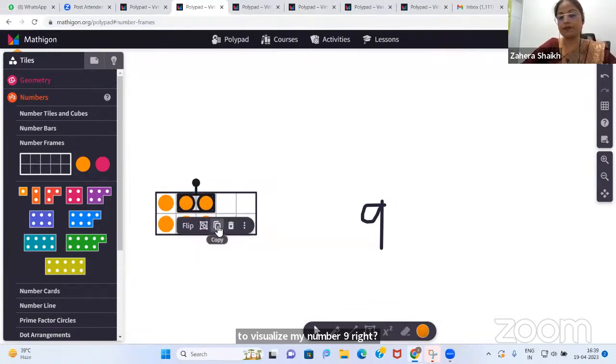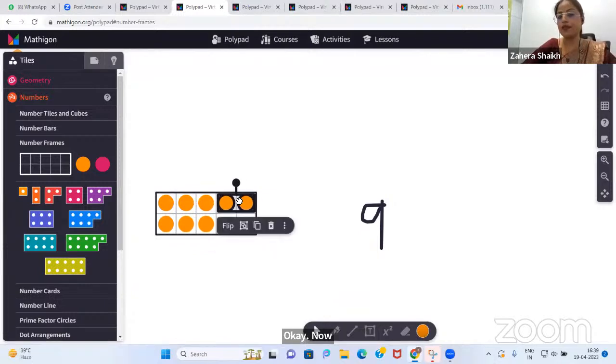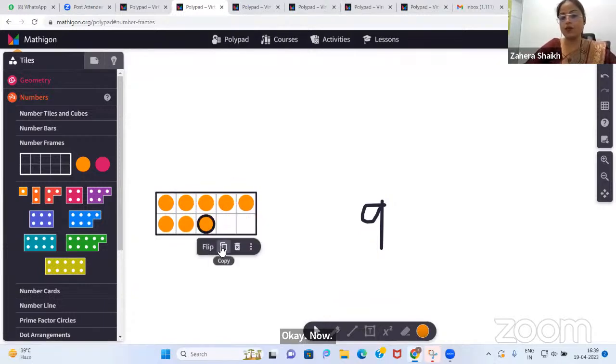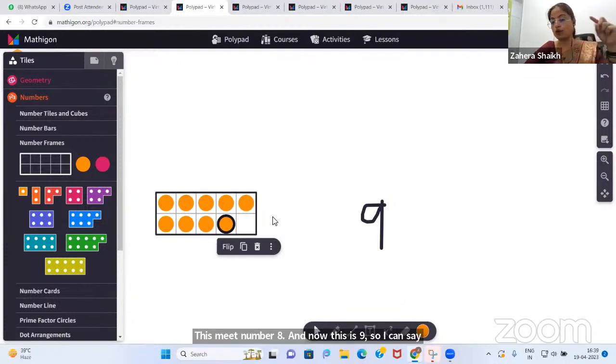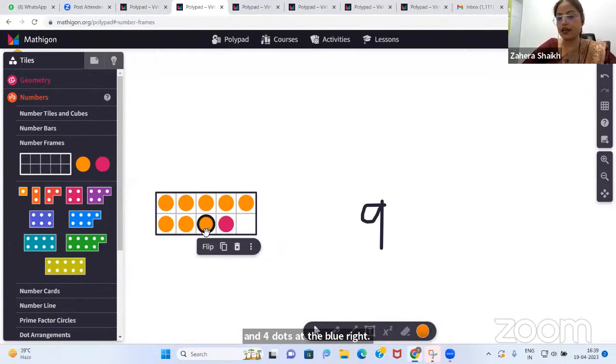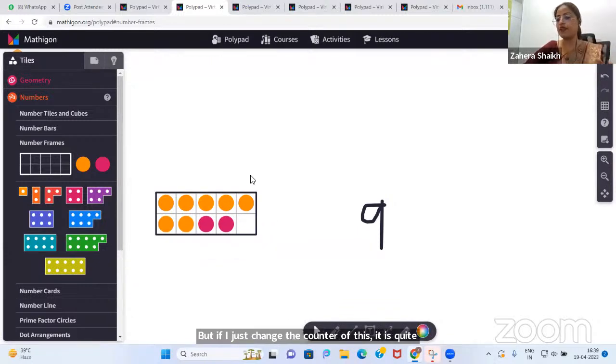Okay. Now, this made number 8, and now this is 9. So I can say about this presentation that I have 5 dots on the first row and 4 dots below, right? But if I change the counters, it is quite clear to me now. Okay, I have 9 counters, but the combination is different, right? I can tell you now, this 9 is the combination of 7 and 2.